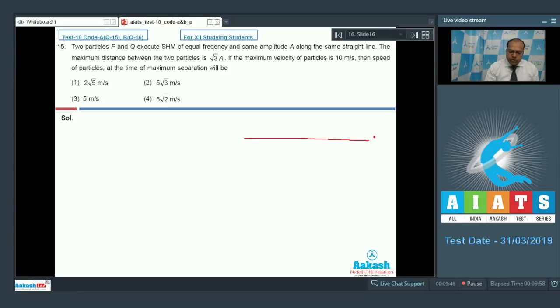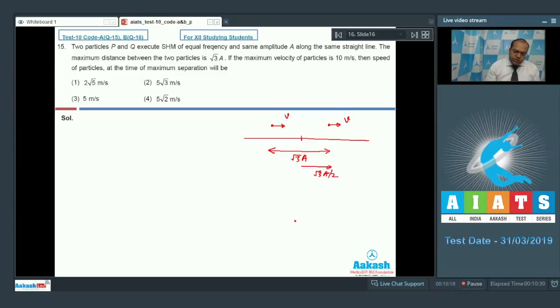Suppose two particles are executing SHM along a straight line. This is the mean position. One of the particles is at this position and it is moving in this direction, and the other particle is at this position and it is also moving with the same velocity in the same direction. Let at this instant the distance between them be maximum, then the velocity of both the particles should be the same, and this is given as root 3 A. So this separation would be root 3 A by 2.